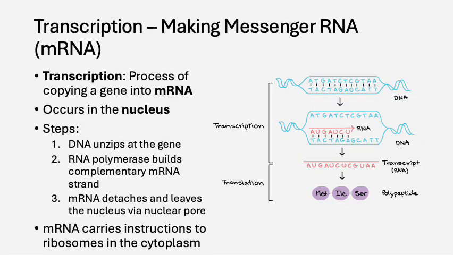Transcription is the process by which the information stored in the DNA is copied into messenger RNA. This occurs in the nucleus, where the DNA strands separate and an enzyme called RNA polymerase builds a complementary RNA strand. Once formed, the mRNA detaches and exits the nucleus through a nuclear pore. This mRNA then carries genetic instructions to the ribosome in the cytoplasm, where proteins will be assembled.